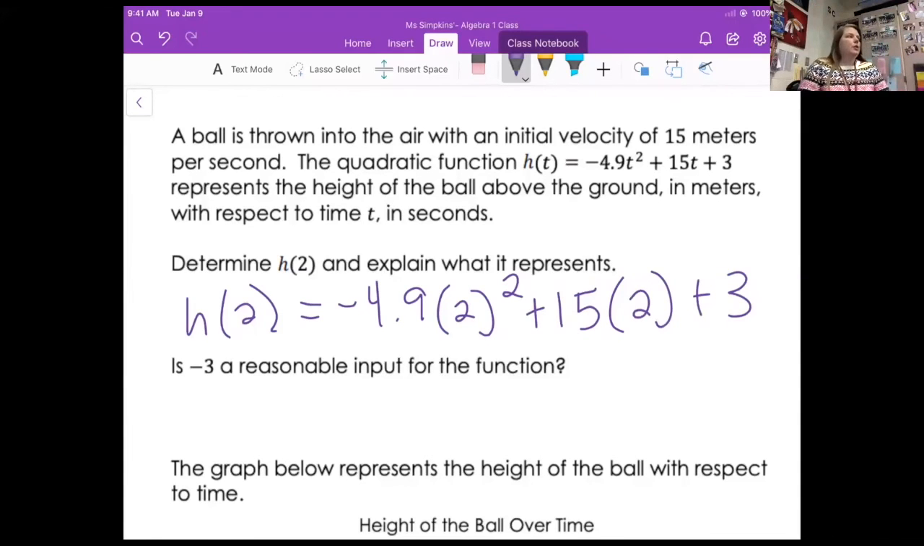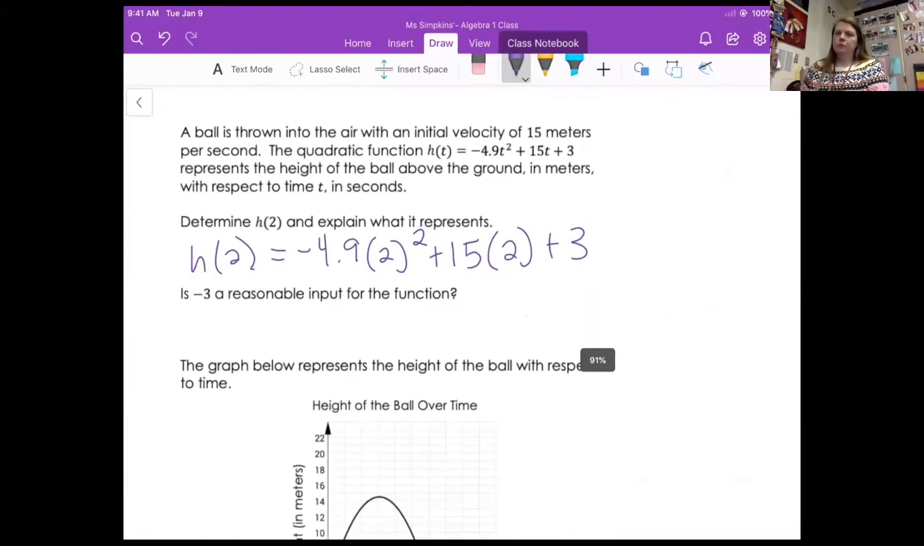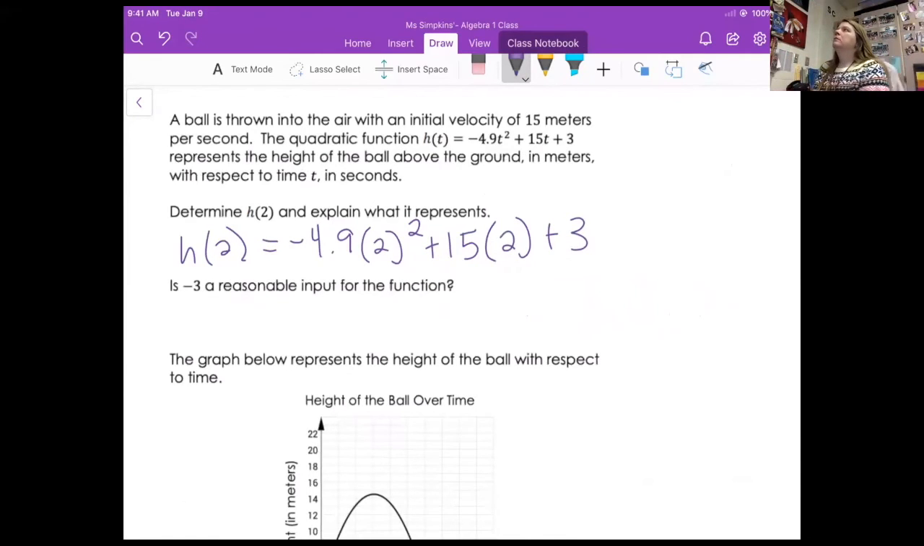So again, I'm letting you use the calculator. Make sure you're following order of operations. Go ahead and calculate what that would be. How high off the ground would the ball be after 2 seconds? Be careful, especially with that exponent, please.